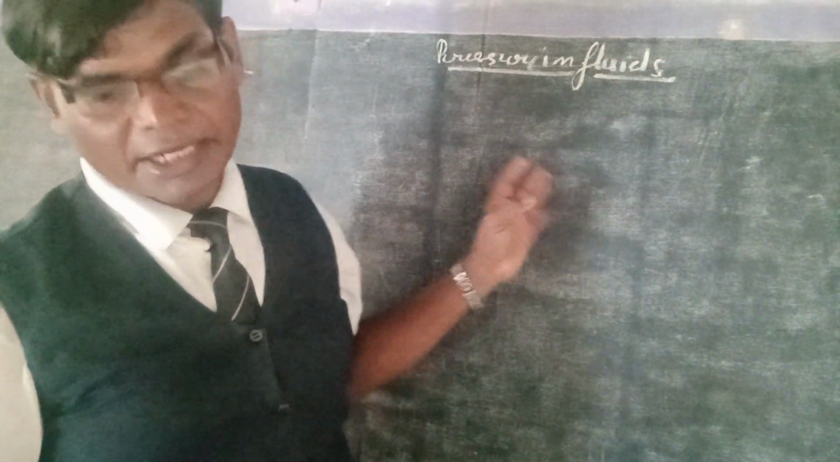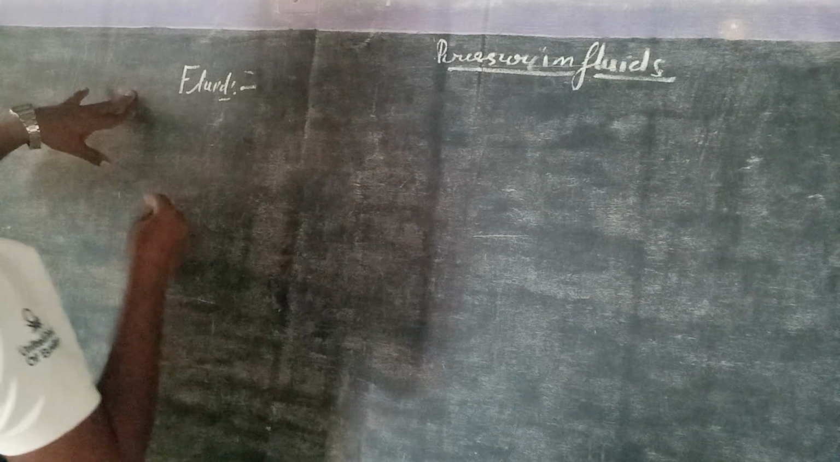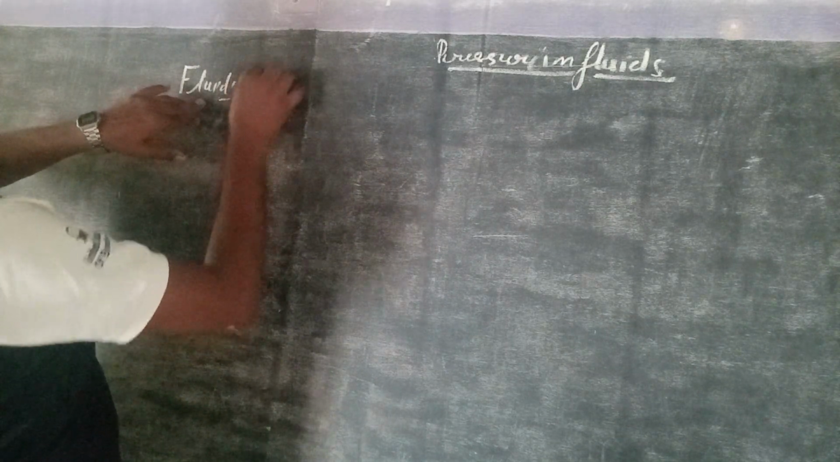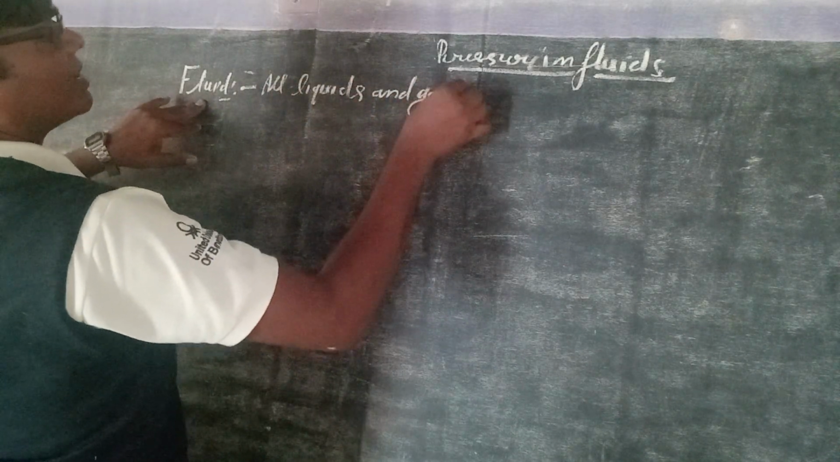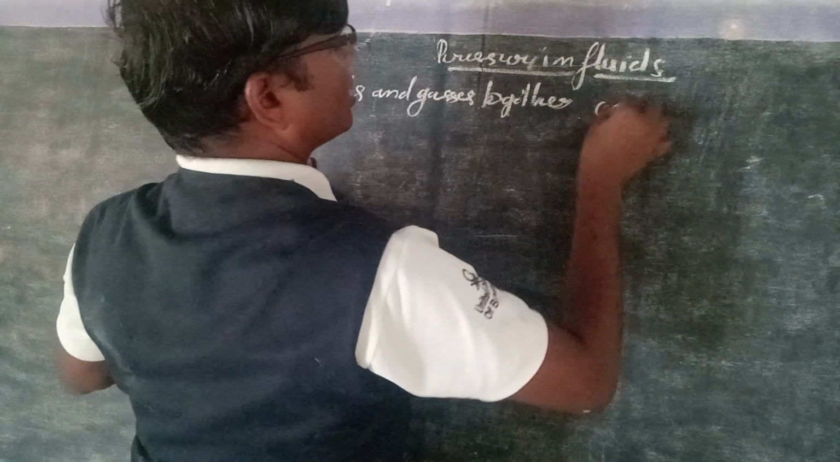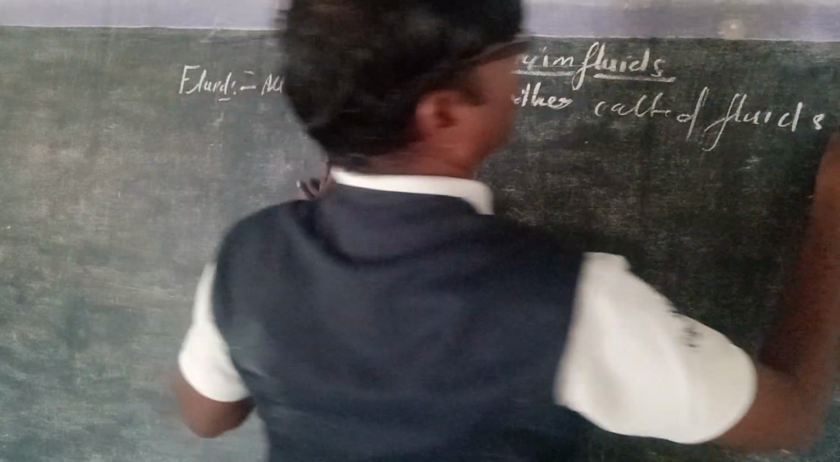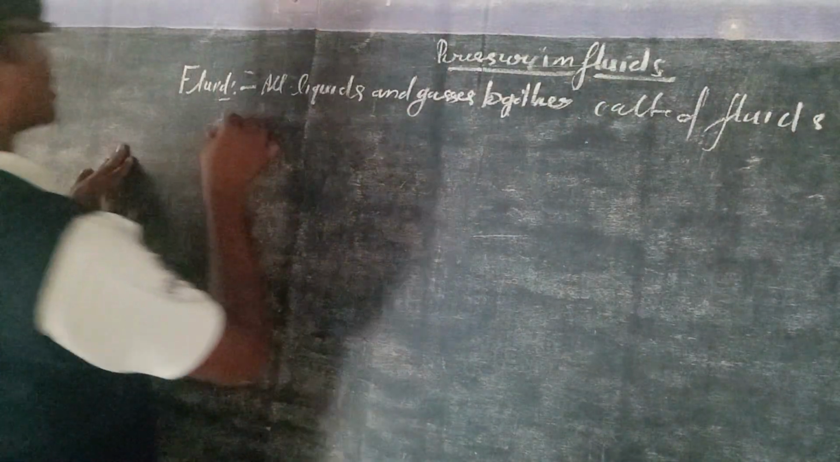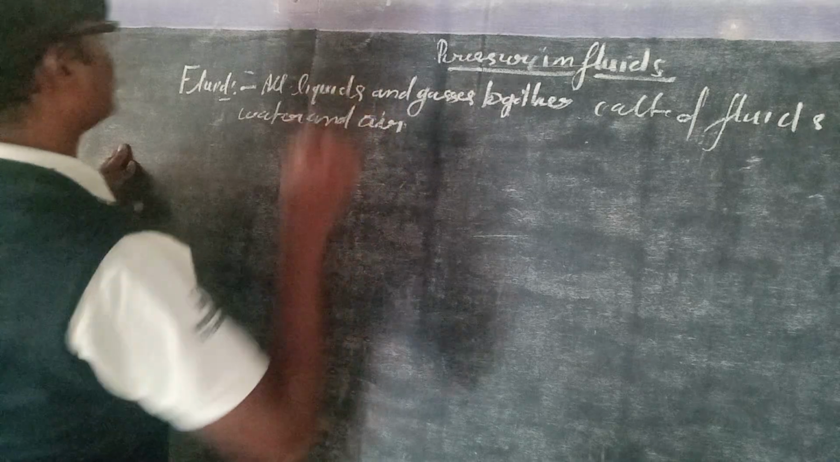Pressure in fluids means the tendency of liquids. What are fluids? First of all, we will define pressure. What is a fluid? All liquids and gases together are called fluids. Example: water and air. Water and air are good examples of fluids.